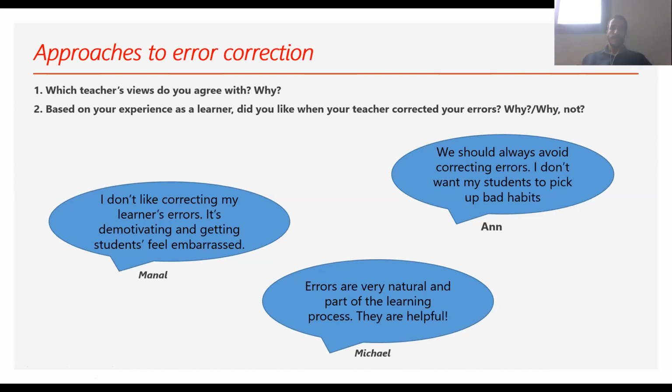Now, for Manel, as a teacher, you have to encourage your students to communicate. Once they communicate, they make mistakes. So you have to encourage your students to take risks. Taking risk means making mistakes. So for Manel, there is no problem. But try to help students to have a good image about making mistakes.